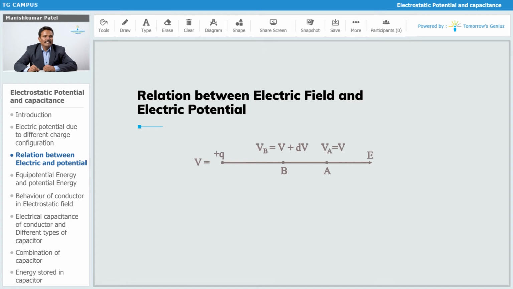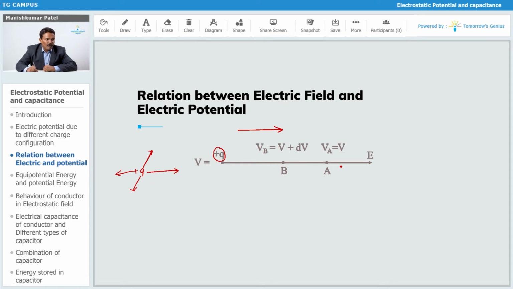Now we will see the relation between electric field and electric potential. Consider this charge Q. If I just consider this charge Q, which is going to produce the electric field around it, since it is a positive charge, the electric field is going to move away from it. Consider any one of its directions. For example, consider the direction along this positive x-axis.